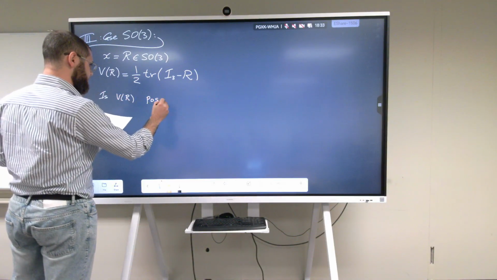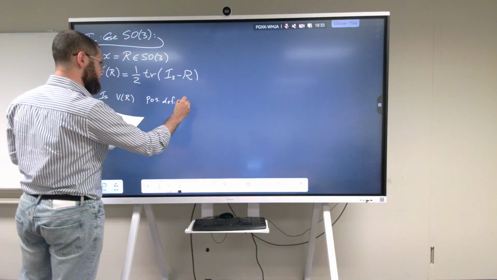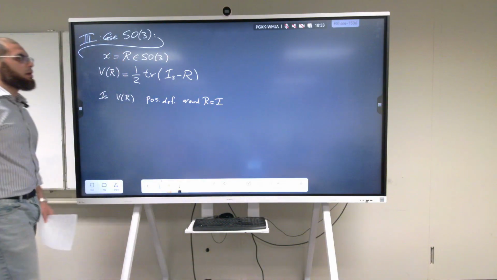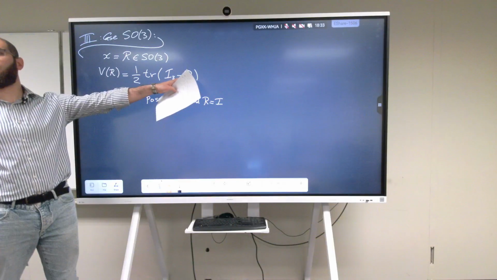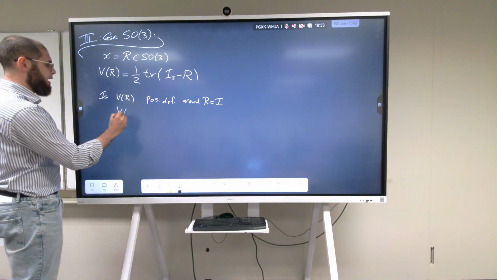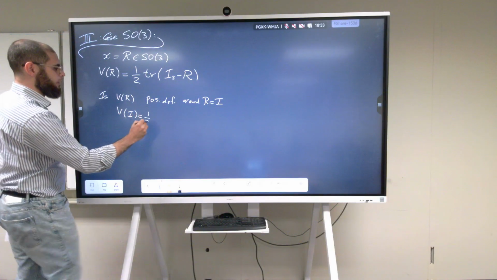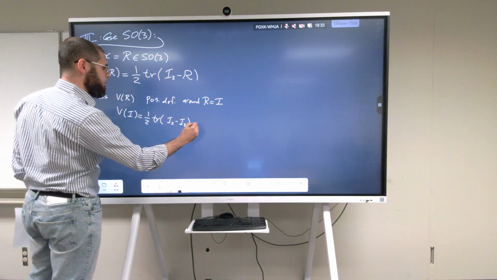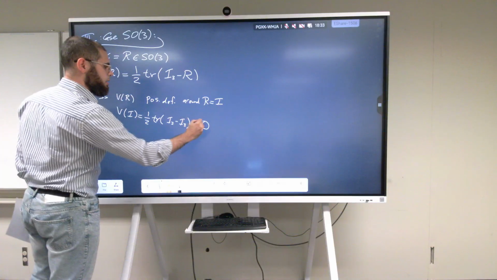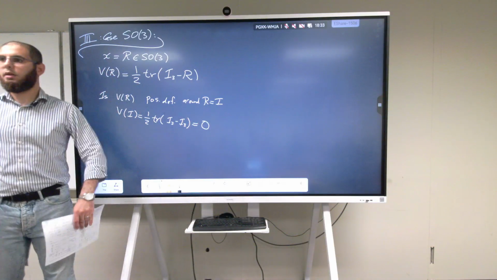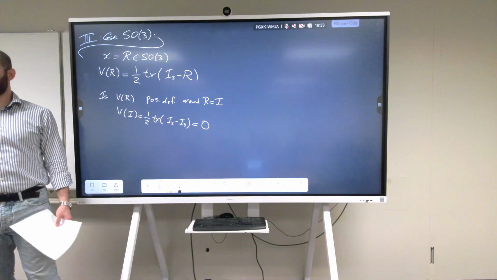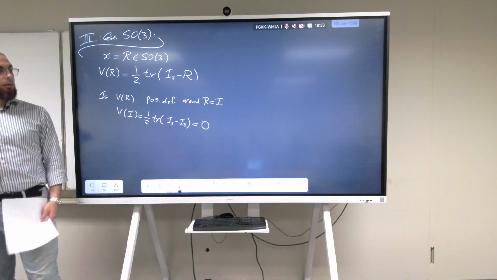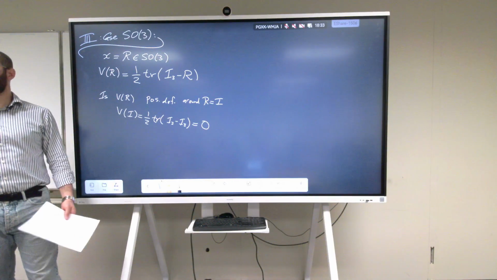So the question is, is this function V of R positive definite around R equal to identity? If I plug in here R equal to identity, what do I get? V of identity is equal to half of the trace of identity minus identity. What do I get? The trace of the zero matrix is 0. So it's a valid point. I can use it. So how to move on?